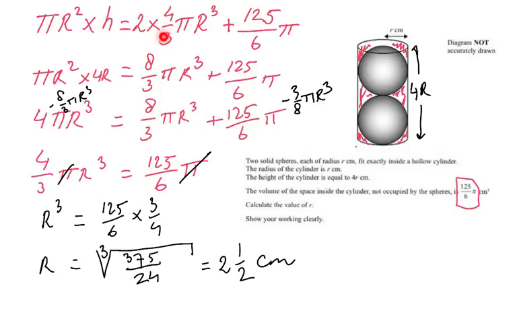What a beautiful question, and it's all algebra together with some mensuration. The volume of a cylinder equals 2 times the volume of a sphere plus the volume around it. And then it's all rearranging. If you do that properly, it is a beautiful question. It's great to solve it.